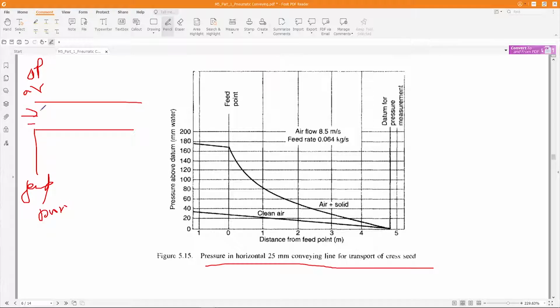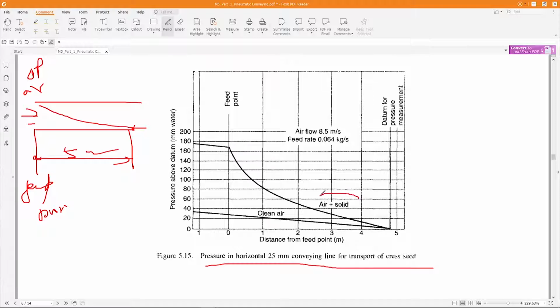So how does the pressure drop change along this line? Distance from the feed point is 5 meters, so let's say up to this. This is the distance from the feed point, so the total distance is 5 meters. You want to see how the pressure changes along the direction. At the feed point, it will have the maximum pressure.